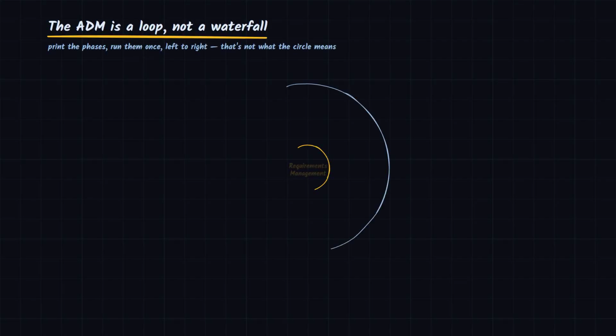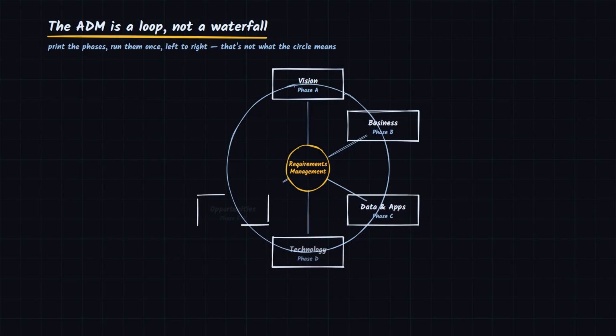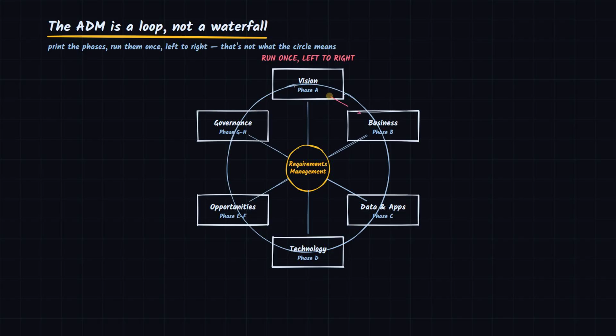Here's where most projects actually break. They print the ADM's phases: vision, business, data and applications, technology, opportunities and migration, governance. And they run them once in order like a waterfall. Sign off phase A, never open it again. But the ADM is drawn as a circle, not a line, and that's not decoration.